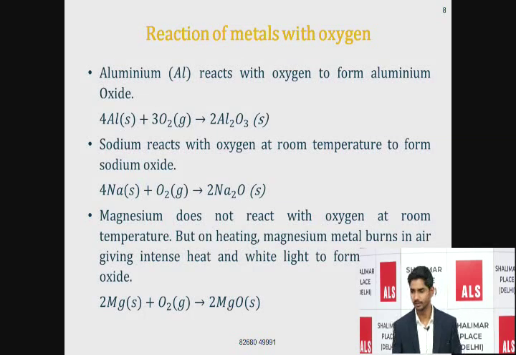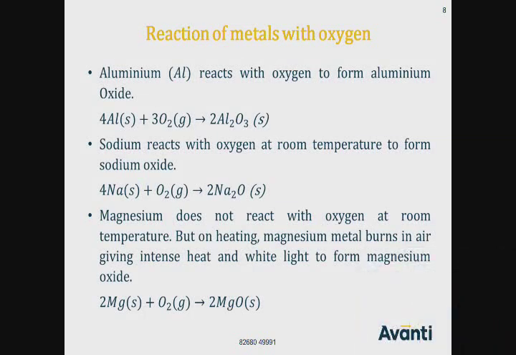Now, reaction of metals with oxygen. There are certain elements given to us, like aluminium: on treatment with oxygen it will give you Al2O3. Sodium gives you the oxide Na2O. Magnesium, first of all, guys, listen to me, and after that you will copy. Magnesium does not react with oxygen at room temperature, but on heating, magnesium metal burns in air, giving intense heat and white light to form magnesium oxide.